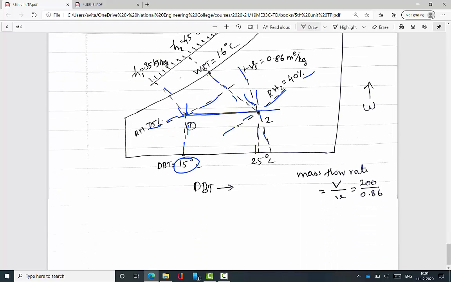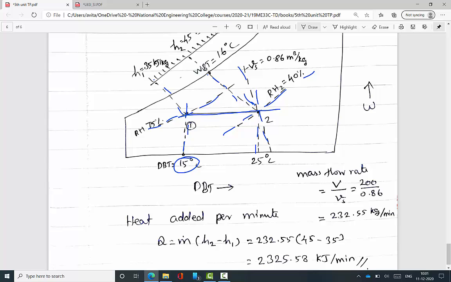Then first we calculate the mass flow. In the problem they give the volume flow rate, meter cube per minute, but we need the mass flow rate in kilogram per minute. Therefore total volume is 200 and specific volume is taken from the chart, which is equal to 0.86. Therefore we get 232.55 kilogram per minute. This is the total mass flow rate of the air.